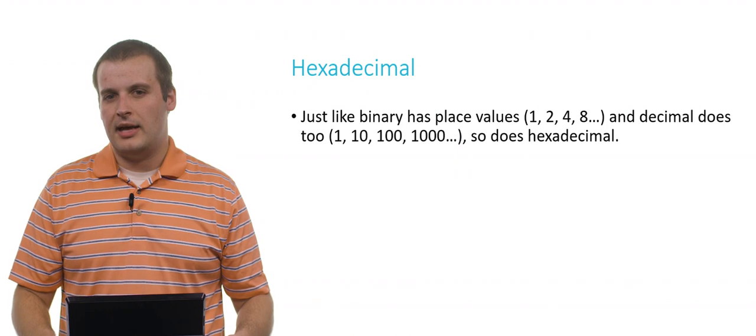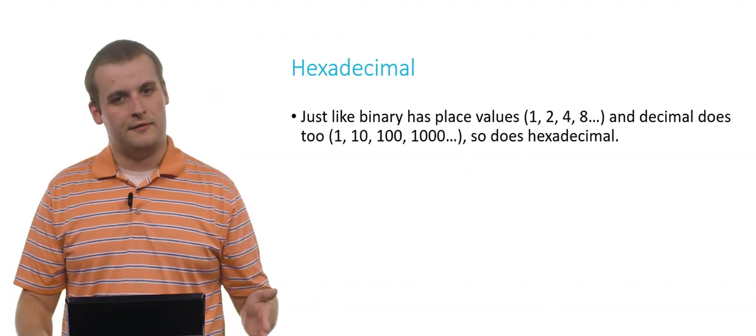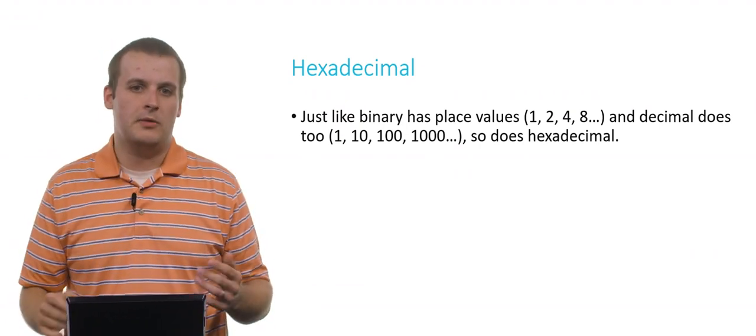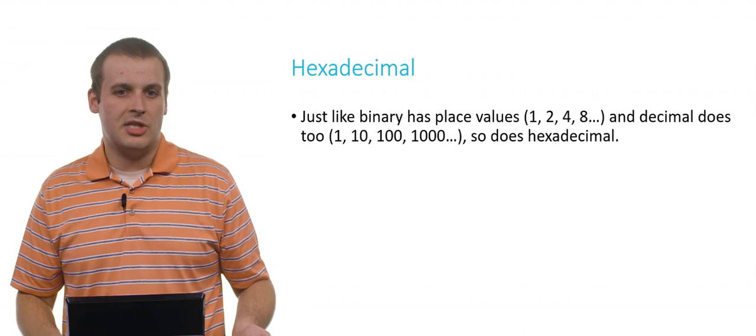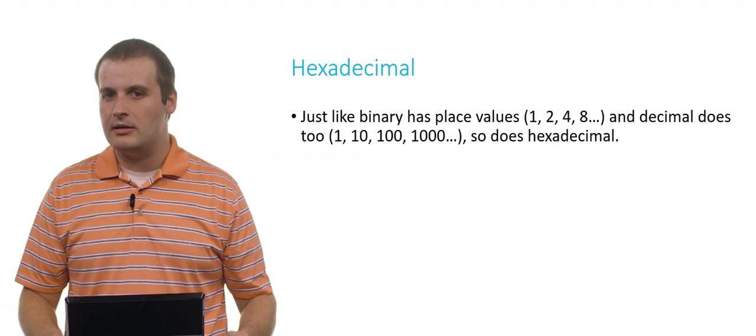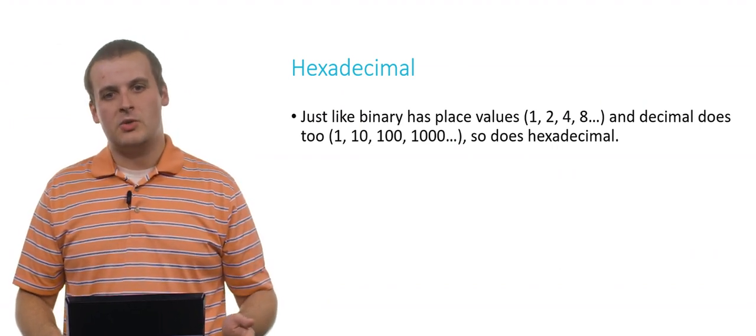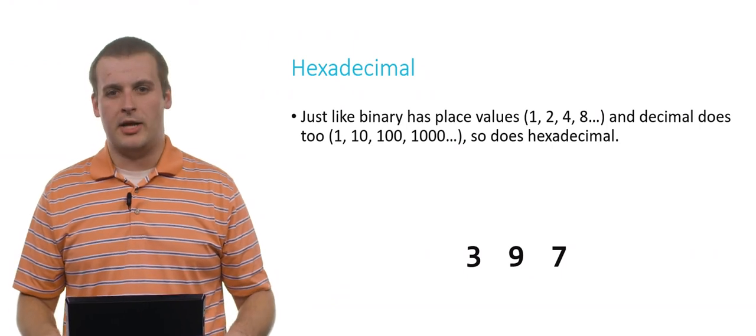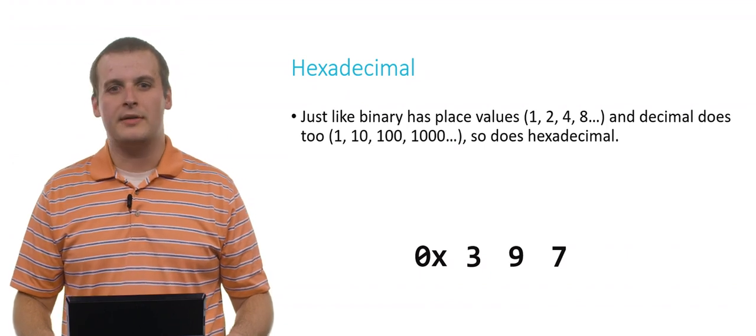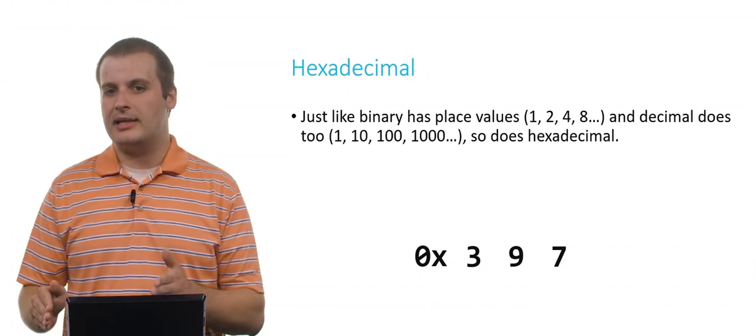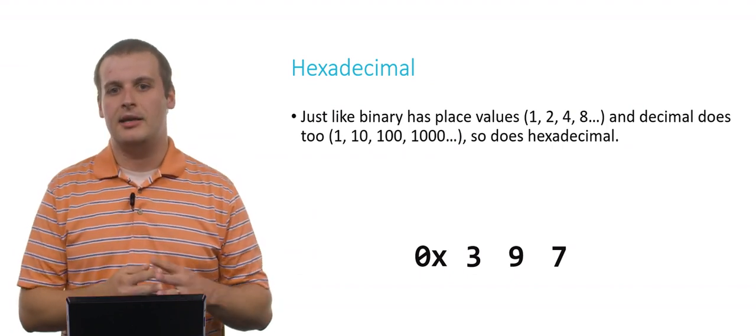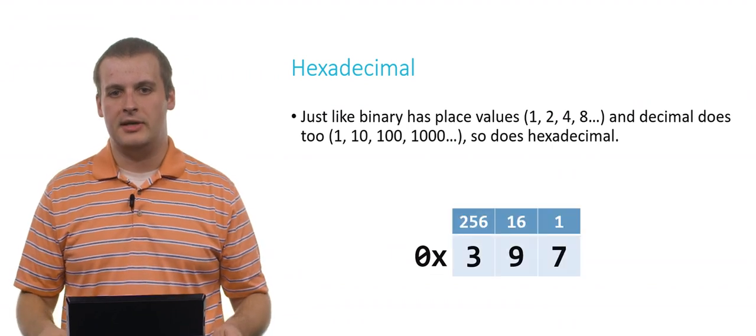So binary, as we said, has place values. There's a 1's place, a 2's place, a 4's place, and an 8's place. And decimal also has place values, the 1's, 10's, 100's, and 1000's that we all may recall from grade school. And hexadecimal is no exception here, really. It also has place values, but instead of being powers of 2 or powers of 10, they're powers of 16. So when we see a number like this, we pretty clearly know it's 397, right? Well, if we see a number like this, we know this isn't 397 anymore. This is the hexadecimal number 397. It means something different because we're using powers of 16 as all of our place values instead of powers of 10.